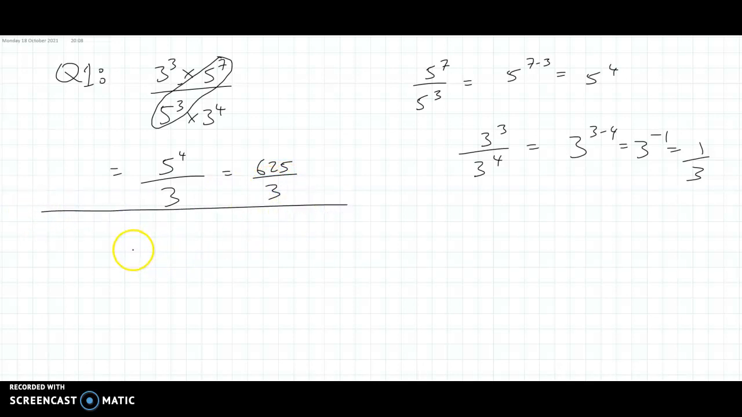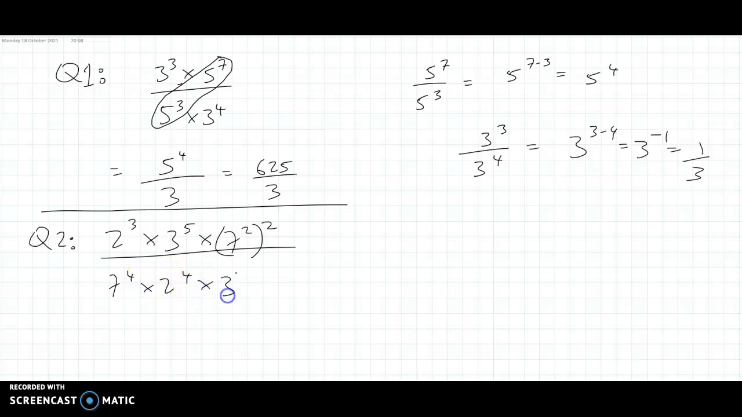Right, question 2. Question 2 is something like this. We have 2 to the power of 3 times 3 to the power of 5 times 7 squared, all squared in a bracket, over 7 to the power of 4 times 2 to the power of 4 times 3 to the power of 3. Now, for a similar process, see the 2 to the power of 3 and the 2 to the power of 4, well, that's 2 to the power of 3 over 2 to the power of 4. 2 to the power of 3 minus 4, that's 2 to the power of minus 1, that's 1 over 2.